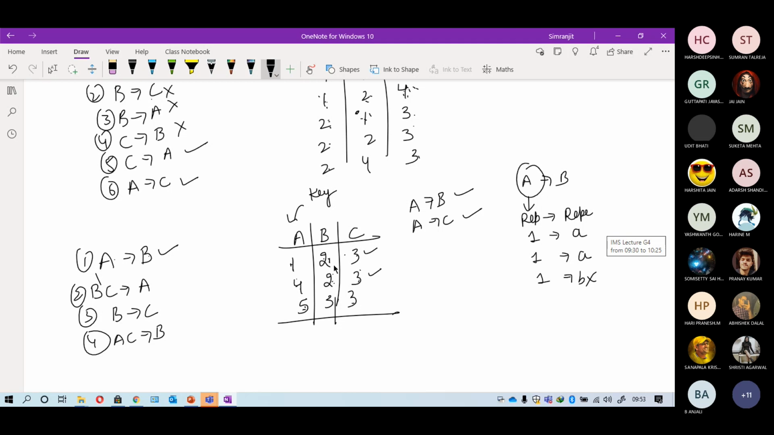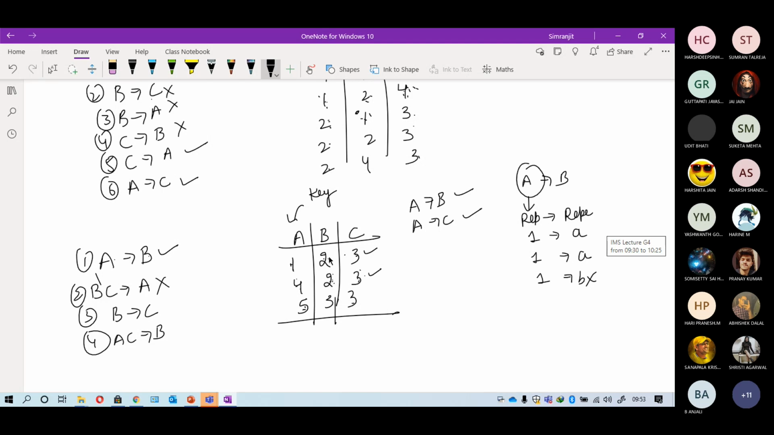Now what is BC here? BC is 2 3 and 2 3. Okay, so 2 3 and 2 3 is repeating. You're seeing the 2 3 combination of these two attributes is repeating. So if on the left hand side they are repeating, the element on the right hand side should also be repeated. But the element here is not repeating, it is 1 and 4. So that is wrong.